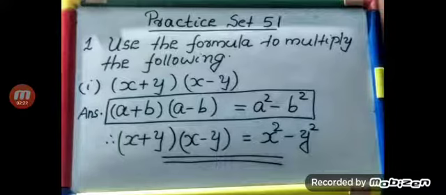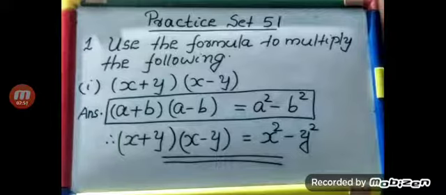Practice set 51. Use the formula to multiply the following. Here we are going to use the formula (a plus b) into (a minus b) is equal to a square minus b square. The first question is (x plus y) into (x minus y). Here which formula can you use? (a plus b) into (a minus b). In place of a, here it is x, and in place of b, here it is y. So directly you can write the answer.